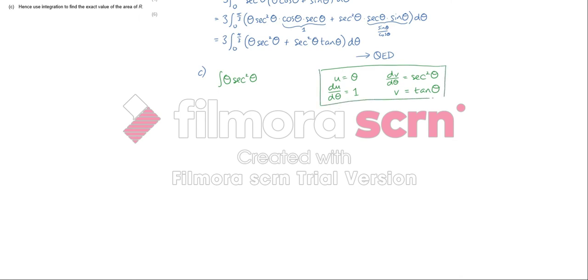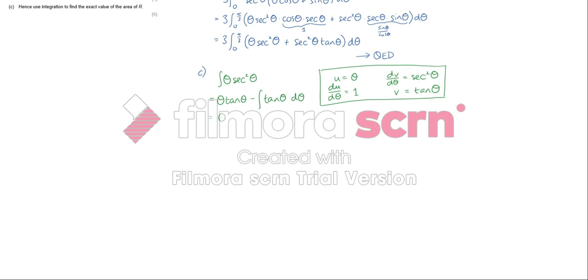So let's follow the integration by parts formula and see what happens. Integrating theta times sec squared theta is going to be uv, so that's theta multiplied by tan theta, minus the integral of v times du d theta. So that will be 1 times tan theta with respect to theta, d theta. So this is what we've got now.